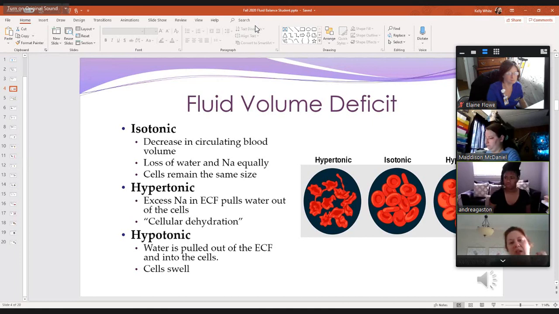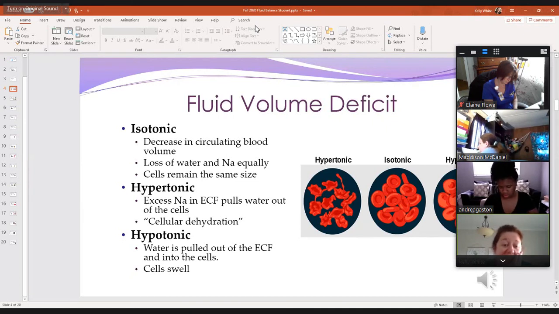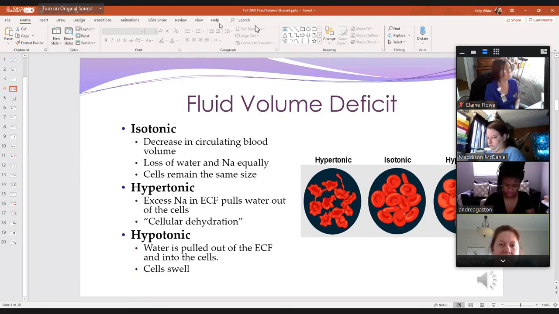Okay. All right. So remember we talked about the different types of fluid volume deficit. And thankfully it is the doctor's responsibility to figure out which one of these types of deficits they have and order those appropriate fluids to treat it. But of course, we want to make sure we're given the right thing. I forgot to hit record. And let me mute everybody. Okay.